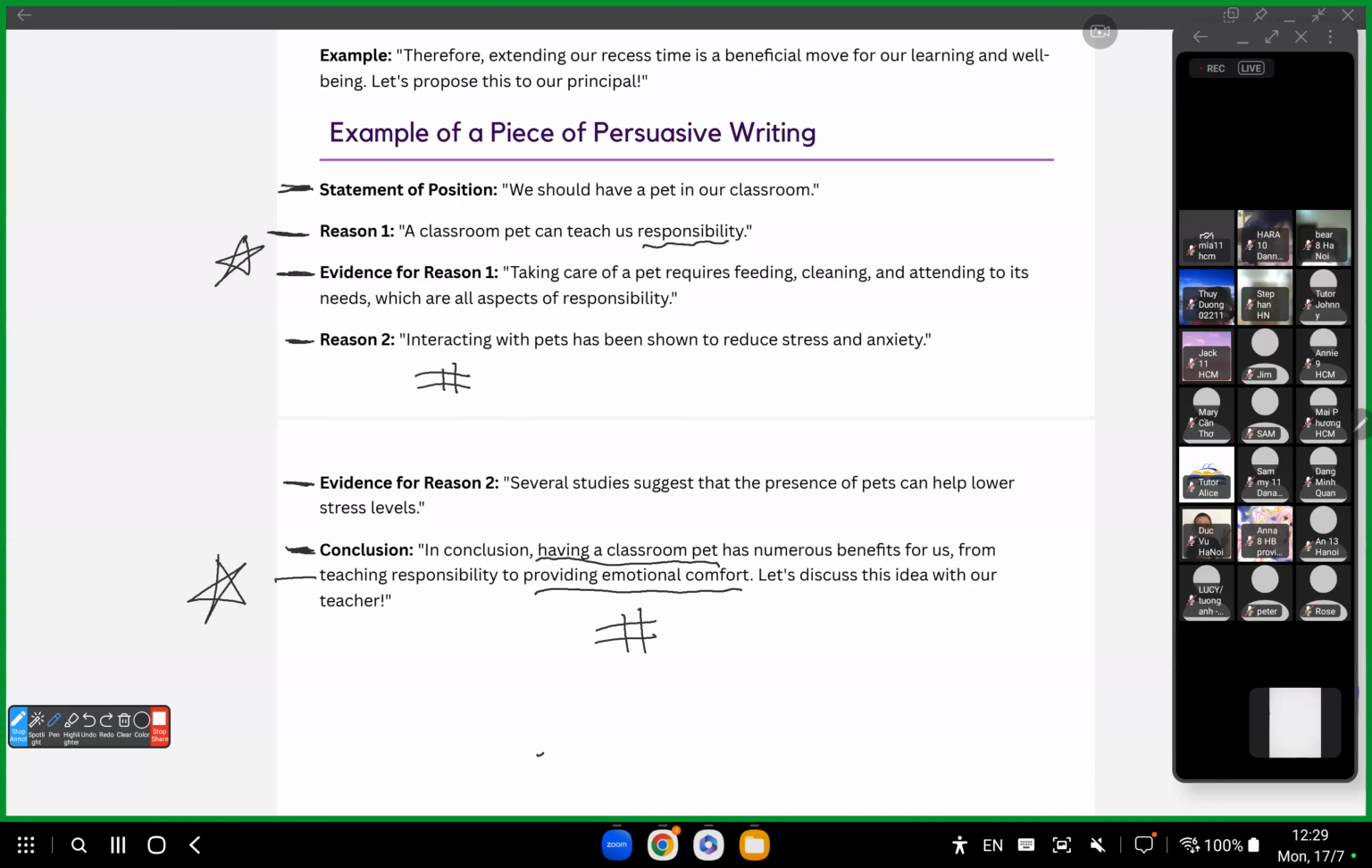We see it quoted there. And finally, we have a call to action that I mentioned. So let's discuss this idea with our teacher. It's telling everybody to not just think about this idea, it's telling people, let's do this, let's talk to our teacher. And that is a call to action.